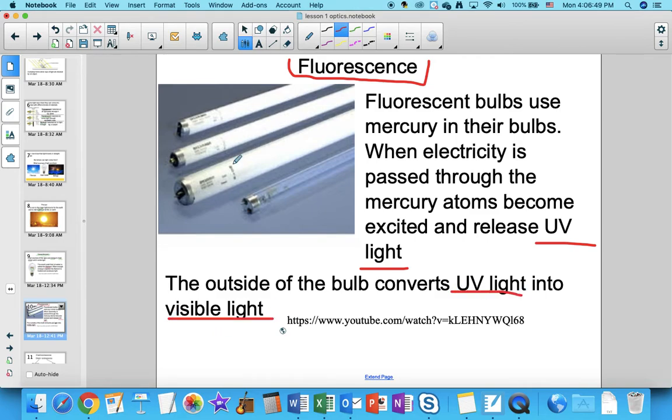Which is why they're so bright and also why you shouldn't break fluorescent bulbs because they're filled with mercury, and mercury is toxic. So fluorescent bulbs use mercury to create UV light. The layer inside the bulb allows it to convert UV light into visible light.